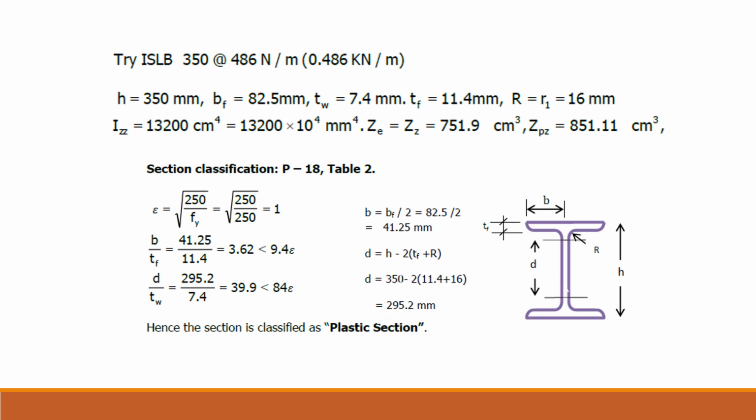And compare the section classification. Epsilon is equal to square root of 250 by fy, that is 250 by 250, which is equal to 1, and then classify what section it is. First we have to calculate b by tf, that is 41.25 by tf, where the value is 11.4 mm. While calculating, the value is 3.62, that is less than 9.4. So the section is a plastic section.